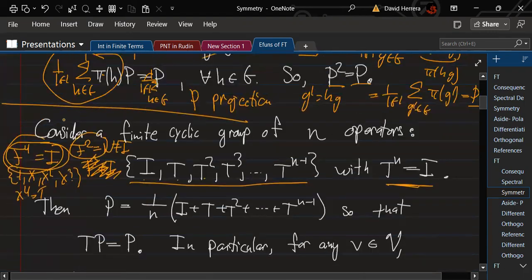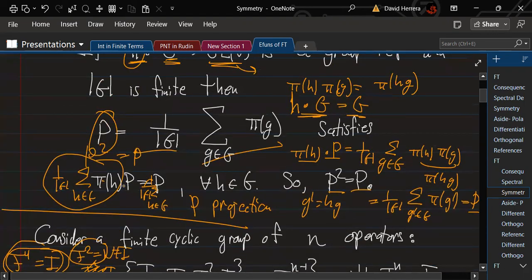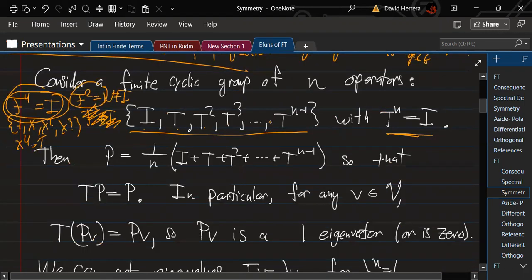So this definition here turns out to be this. We just average over the group divided by n. So this is what we call an orbit. Oh, we haven't done the orbits yet. Sorry. We're just averaging over the group and dividing by n: I, t squared, t to the n. And what you can show is that if you do t times p, that's the same thing as p.